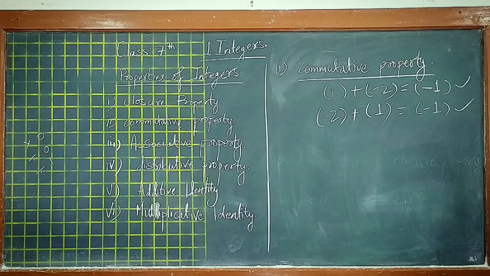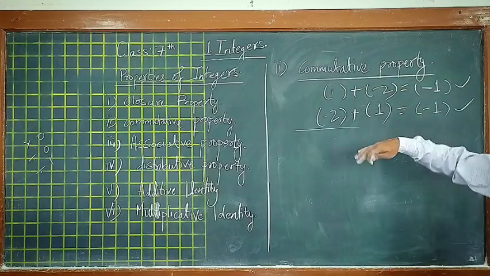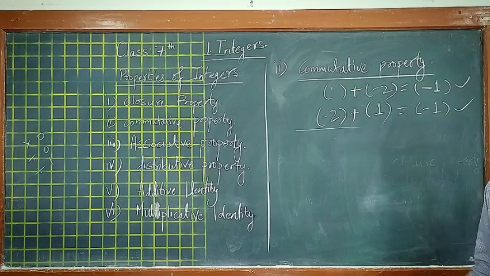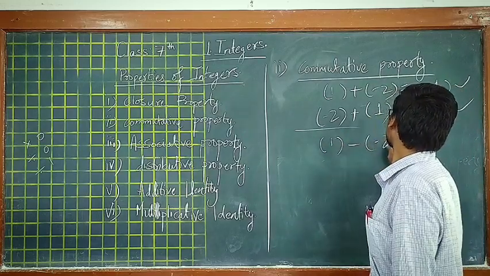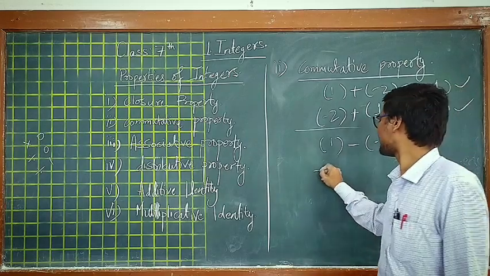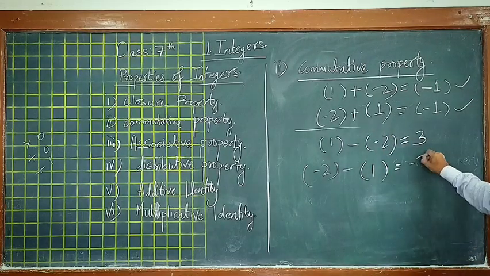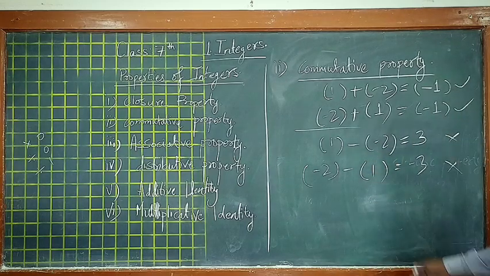What about subtraction? Is it true? Let us take the same two integers and subtract them in two different orders, and verify whether the answers are equal. 1 minus -2 is 3, and -2 minus 1 is -3. These are not equal, therefore subtraction is not commutative. Subtraction of integers does not follow the commutative property.